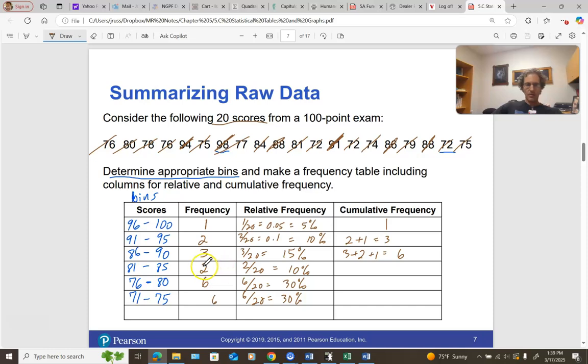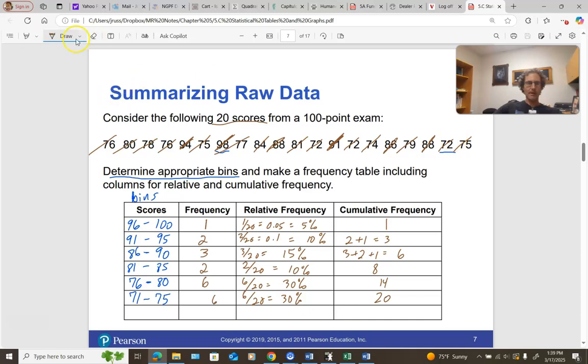And then just keep on going. 2 more. If you had 6 right here and you add 2 more, you're going to get 8. And then 6 more is going to give you 14. And then 6 more will take you to 20, such that when you're at the very bottom here, you've accounted for all 20 of those scores. Okay, so that's basically how your cumulative frequency column will go.